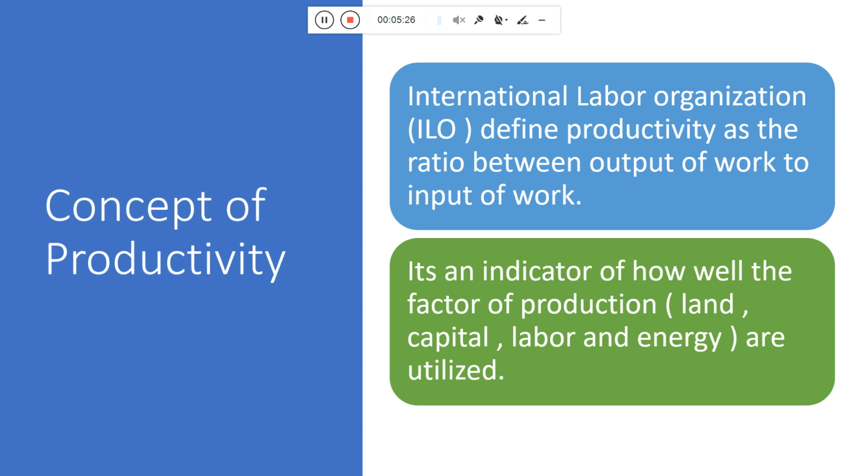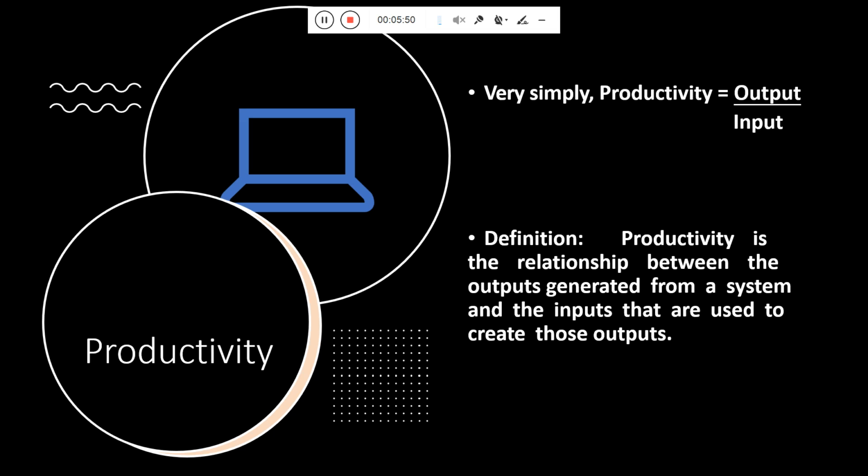The International Labour Organization defines productivity as the ratio of the output of the work to the input of the work. So indirectly everyone is saying the same thing. It is an indicator of how well the factors of production, meaning land, capital, labor and energy, are utilized. That is the whole thing. So very simply, productivity is the ratio of output to input.